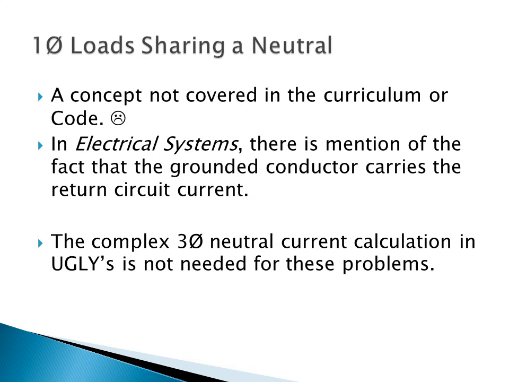In electrical systems, there is a mention of the fact that the grounded conductor carries return circuit current. So we know that the neutral carries current, but how much current does it carry? And is there an effect when a neutral is shared by loads on 2 different phases? There is a complex 3-phase neutral current calculation in UGLES. You do not need it for these problems. These are single-phase loads, and they're kind of simple once you know what to do.